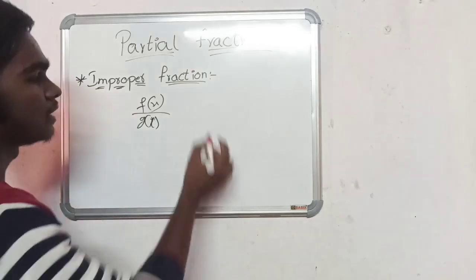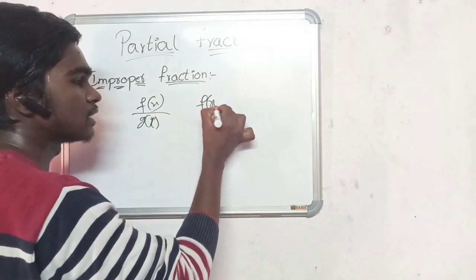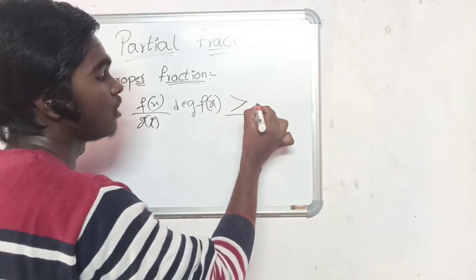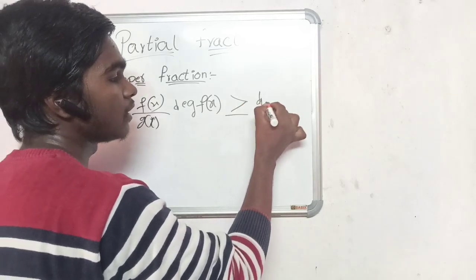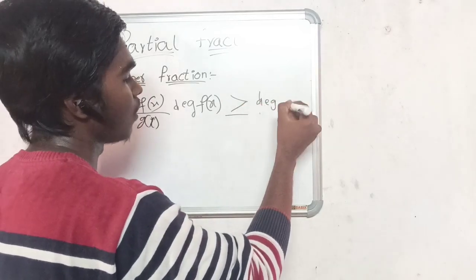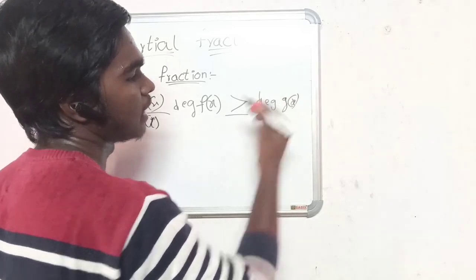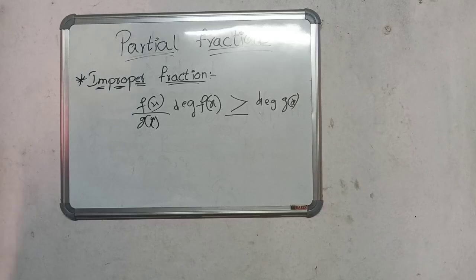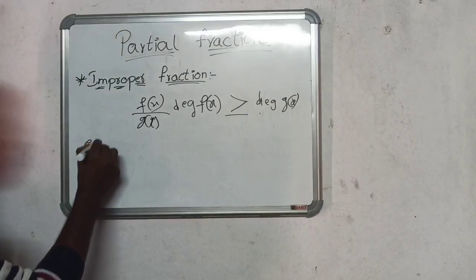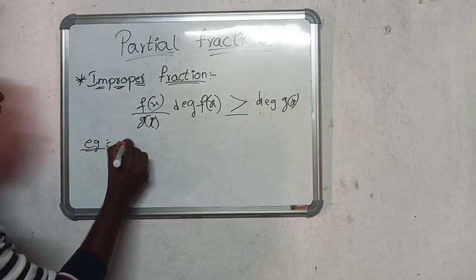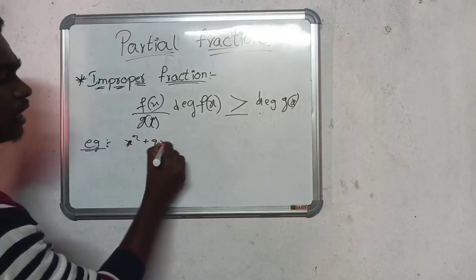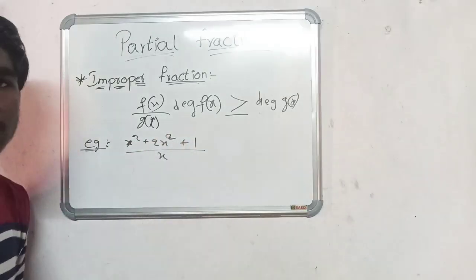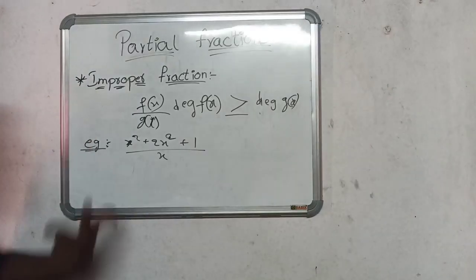If the degree of f of x is greater than or equal to the degree of g of x, then it is called an improper fraction. Example for improper fractions: x cube plus 2x square plus 1 by x. This is an example for an improper fraction.